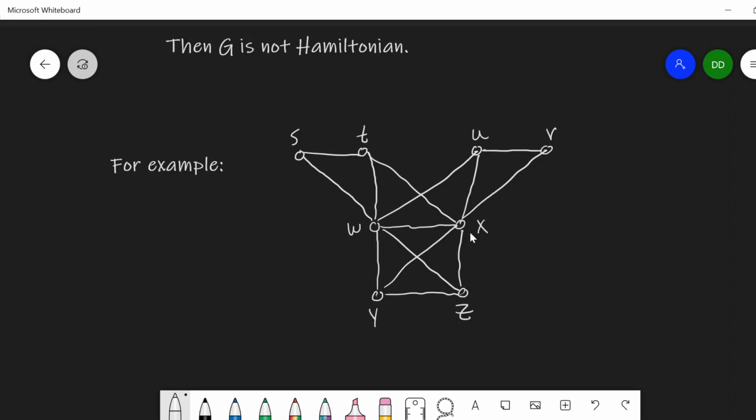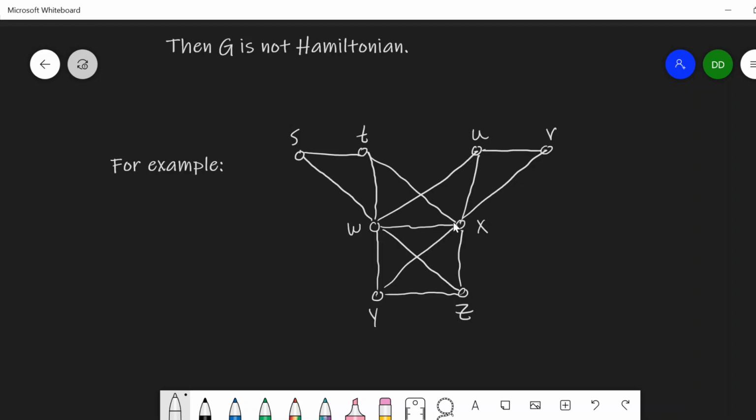But how many components would be left over if I removed U and X from the graph? That would leave V in a component by itself, and the rest of the vertices would be in a component by themselves. So the number of components in the resulting graph would be 2, and the number of vertices I removed was 2. So that wouldn't show that the graph is not Hamiltonian. So that's not a good vertex cut for our purposes.